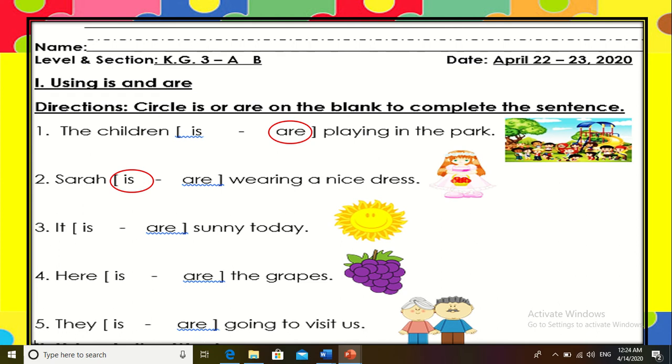Number 3, it is sunny today. So we have is. Number 4, here are the grapes. And number 5, they are going to visit us. Why did we use are? Because we have here they, which means many. Did you get all of them correctly?